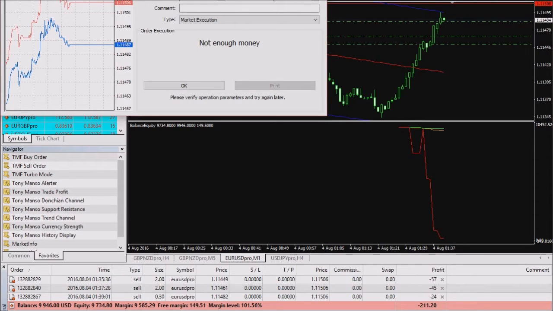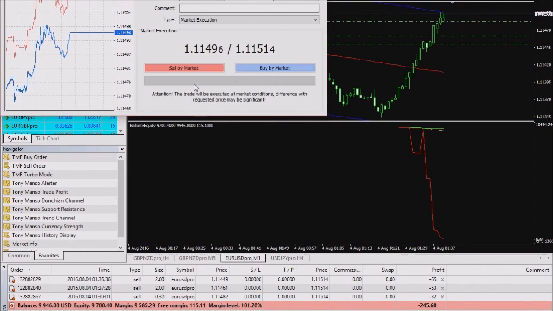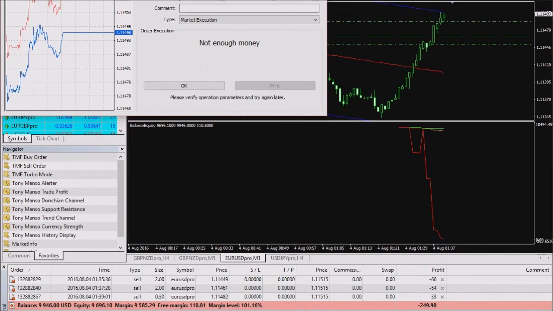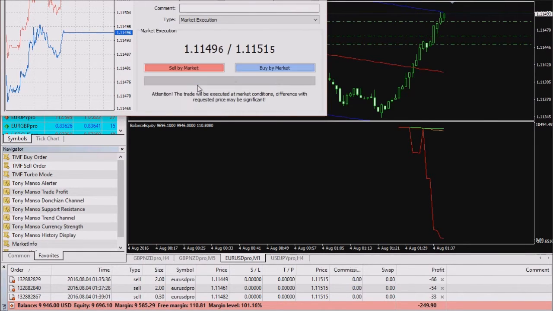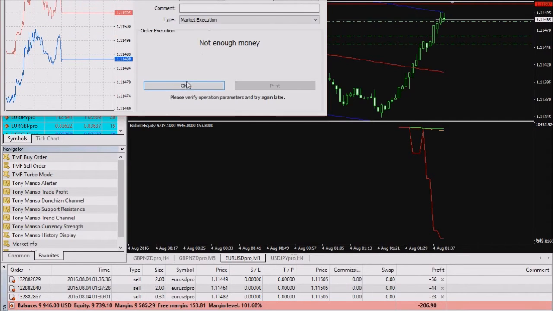So let's just keep shrinking that number. Let's say 0.1. Oops. 0.1. Nope. Let's try 0.08. All right, we're getting there. We're gonna get there. Watch. Let's try 0.06. And my purpose here is to get what's called a stop out.